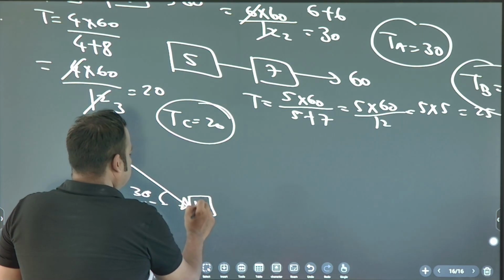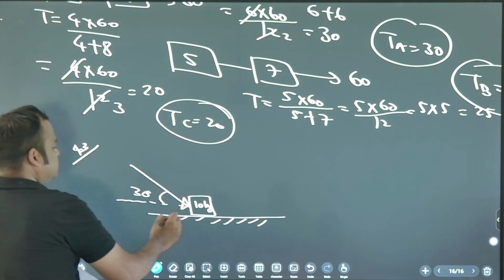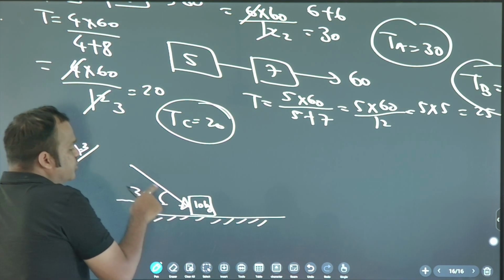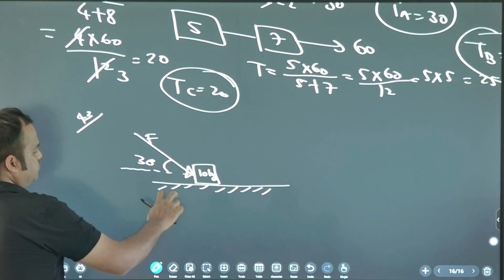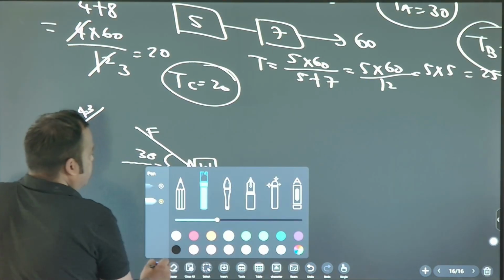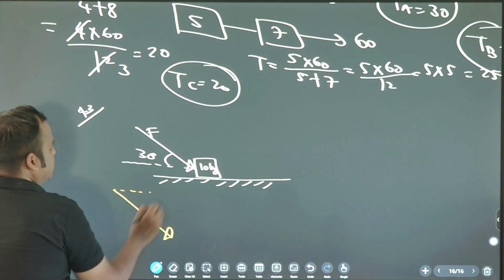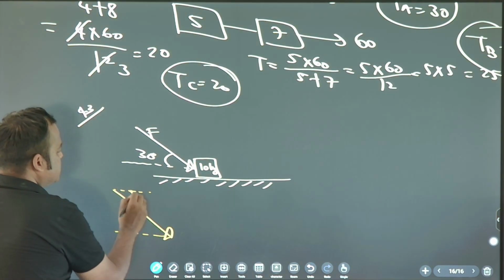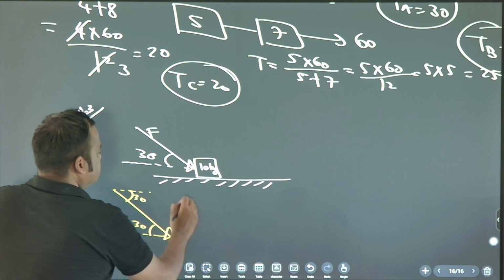This is the block. The surface is horizontal. So find the component of force along the horizontal. What component is horizontal? Tell me. The force is like this. So with the horizontal, it is making 30. So this is also 30. Correct? So what is the horizontal component?